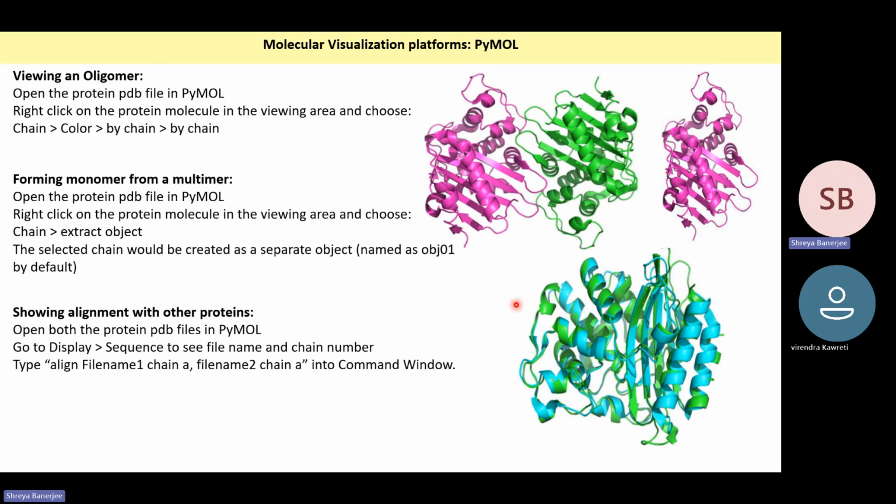And you can align different proteins also in PyMol. So this green protein is a different PDB, and the blue protein is a different PDB. You can align and superimpose the proteins to see where the two proteins are differing. Suppose they differ slightly in function. Understanding the difference in structure of the two proteins by overlapping them, once you understand where the structure is differing, then you can predict why the function is different. So that also can be done using PyMol.